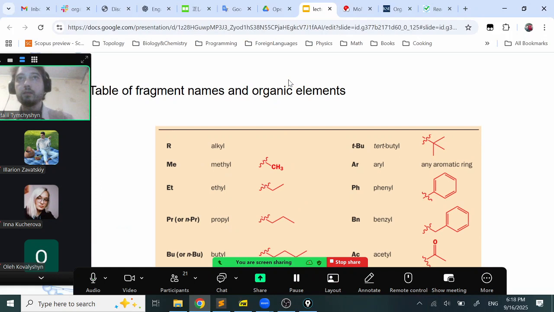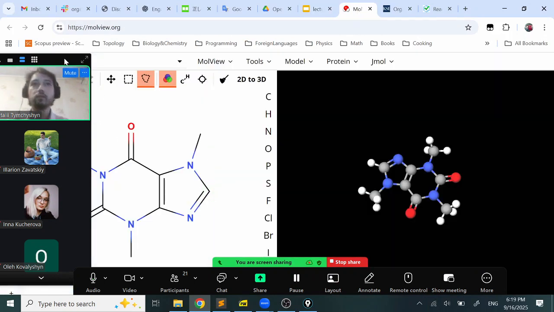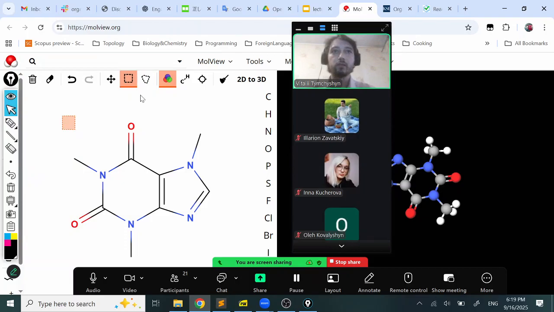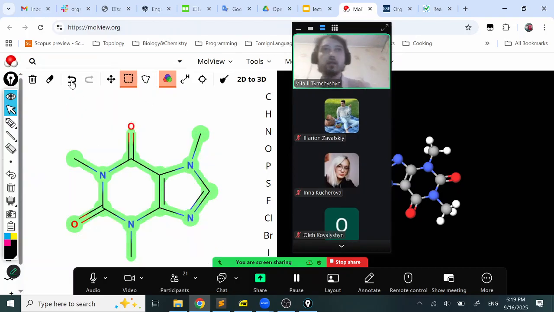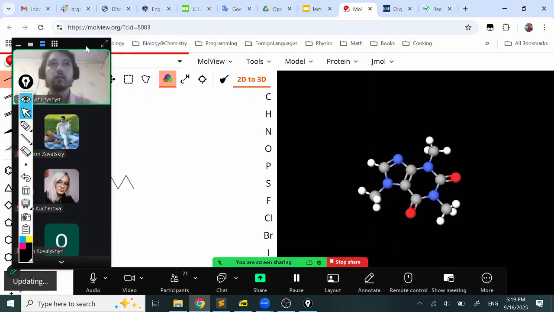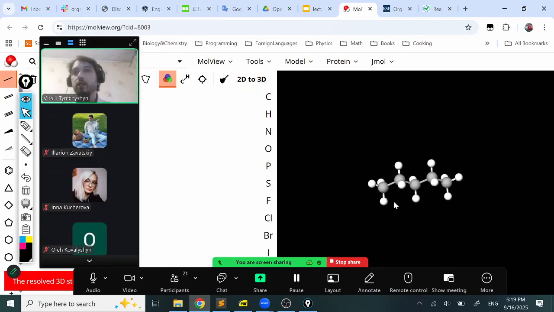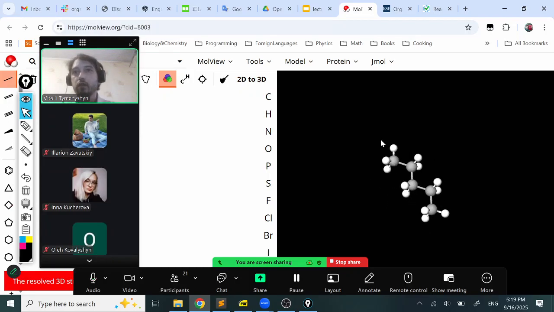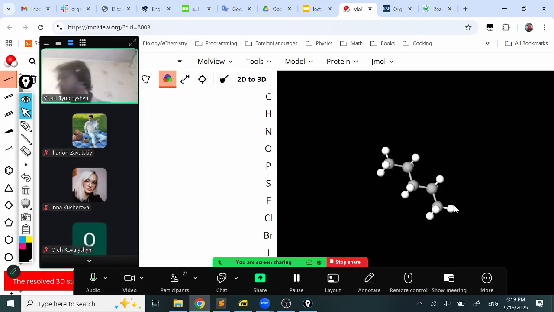Here's an example. Let me delete everything and let's draw, I don't know, something like this. I'm drawing really bad, so never mind that, but please look at the 3D structure. So what do you see? You see the same sort of kinks we used when drawing the linoleic acid.